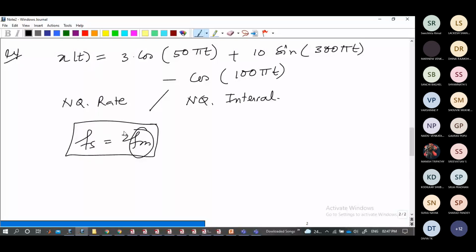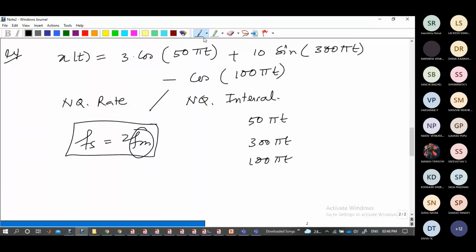No one? So the highest frequency term. But the problem here is what I think all of you might have seen. Let me write it once. So the three frequency components over here are 50 pi t, 300 pi t, and 100 pi t. These are the three frequency components which are present.